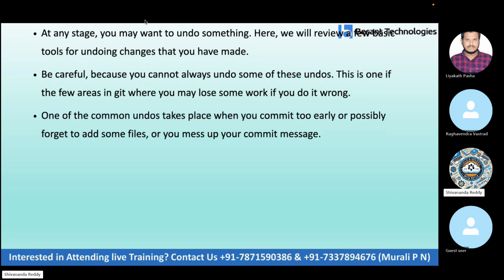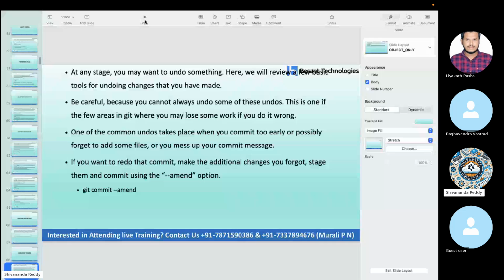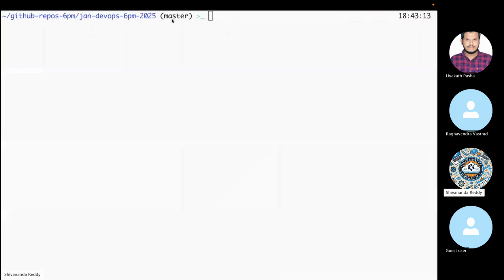One of the common undos takes place when you commit too early, or possibly forget to add some files, or you mess up your commit message. If you want to redo that commit, make the additional changes, forget to stage them, and commit, use the --amend option. We can use this command. Okay, let me show the practical, then you will get some understanding.